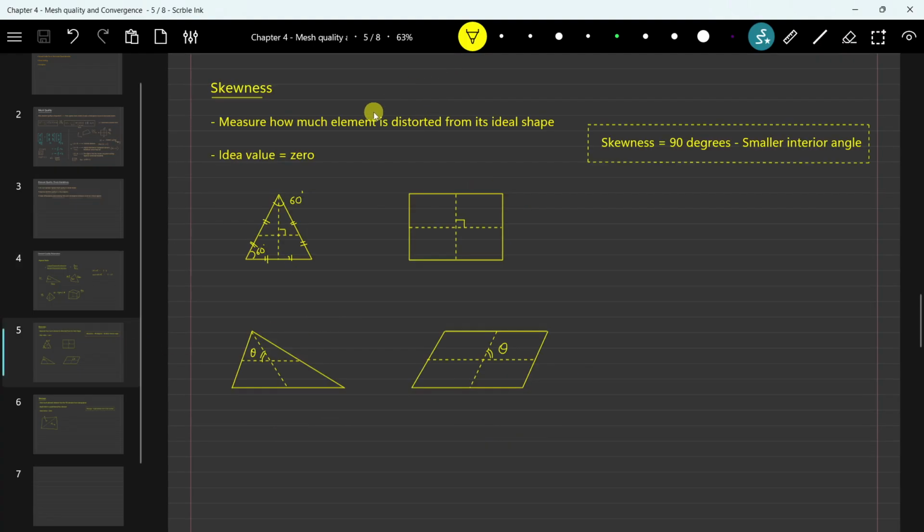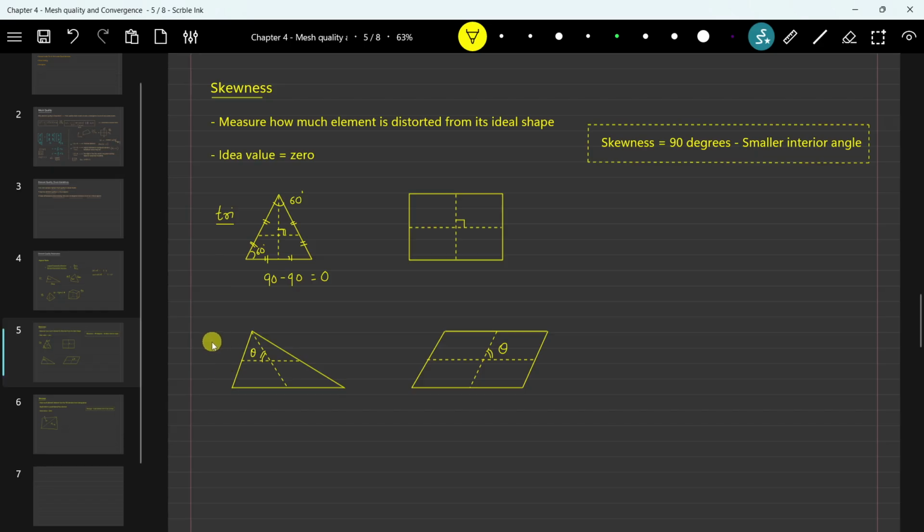The next is skewness. Skewness measures how much an element is distorted from its ideal shape. For example, for a tri element, the ideal shape is an equilateral triangle, where all 3 corner angles are 60 degrees. The skewness is 90 minus the smaller interior angle. So for this tri element, this is the interior angle, and we can say it is 90 minus 90, which is 0. Since this is an ideal shape, the ideal value is 0.